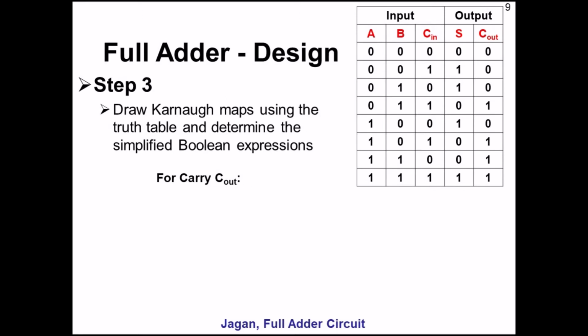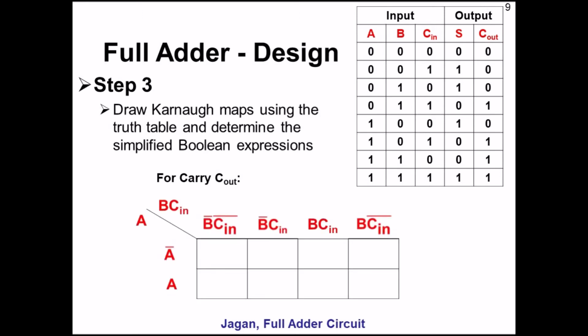For carry, I will just again form the table and I will just fill up this map with the help of my truth table, right? So whenever I have 2 or more inputs high, my carry is set, right? Accordingly, I will just fill. So this is my carry. So if I want to make the combination in finding the simplified Boolean expression, I will be having this combination.